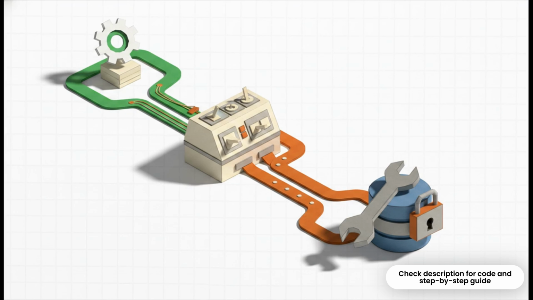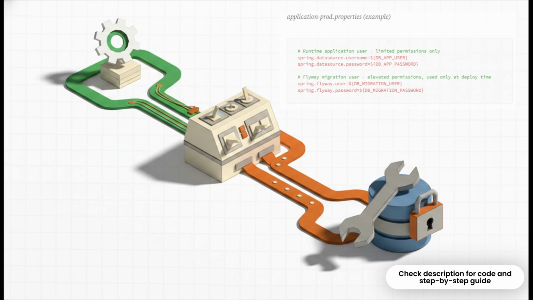So how do we actually wire this up in our code? Well, if you're using Spring Boot, it's actually elegantly simple. You're going to configure two separate data sources right in your application prod.properties file. You map your standard, heavily restricted application runtime user to spring.datasource.username. And then you explicitly map your highly elevated migration user to spring.flyway.user. Notice how we are securely injecting these values using environment variables. You never want to hardcode these. Spring Boot's auto-configuration is incredibly smart here. It picks up those specific Flyway credentials and uses them exclusively for the migration connection, which keeps your application perfectly isolated and safe.